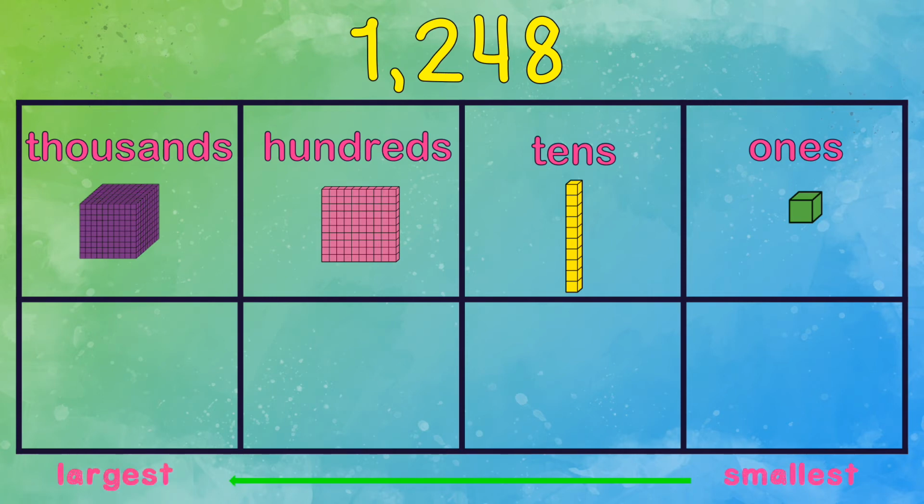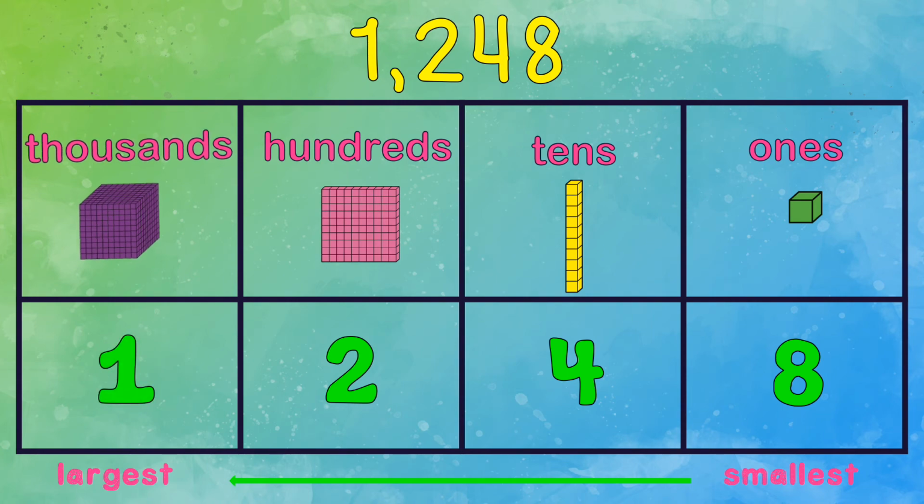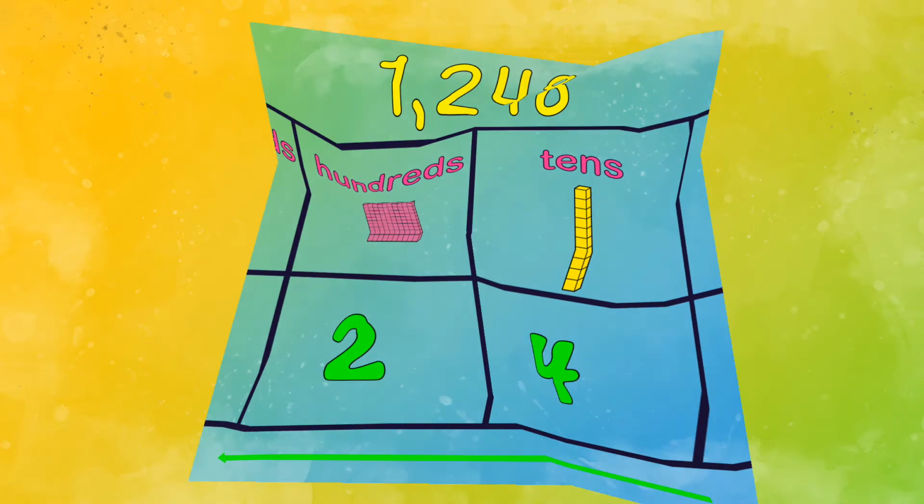This is because numbers in the chart are placed right to left from smallest value to the largest value. The 8 is in the ones place because it is the smallest or lowest value, followed by the 4, which is in the tens place, the 2, which is in the hundreds place, and the 1, which is in the thousands place.